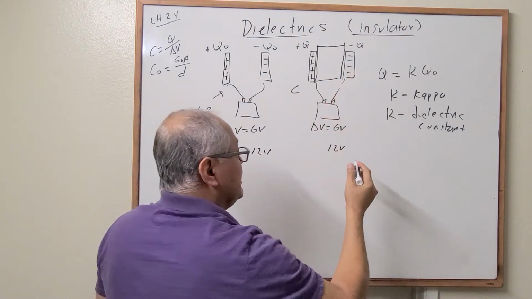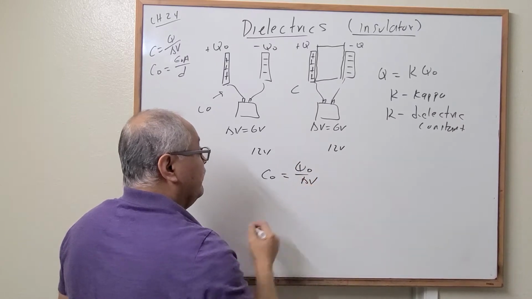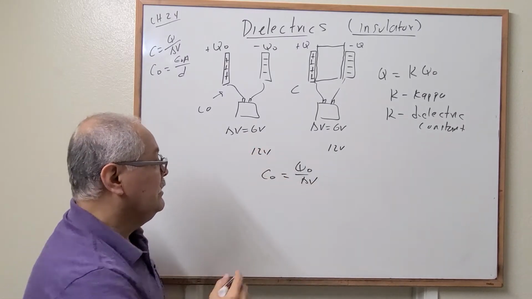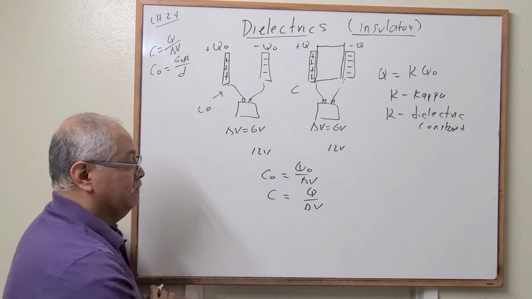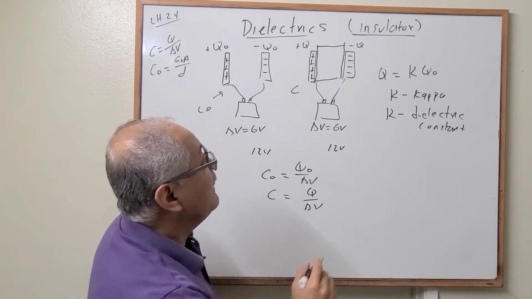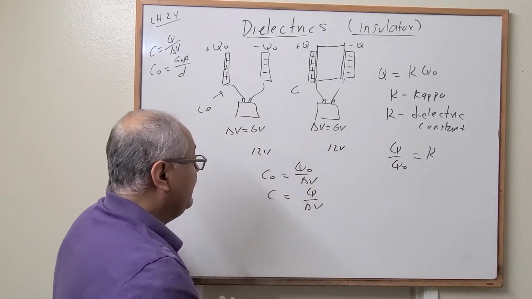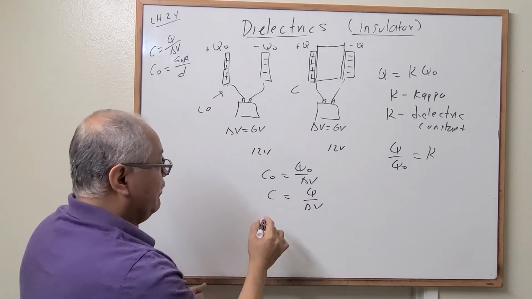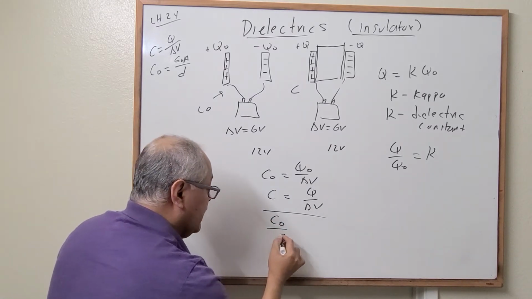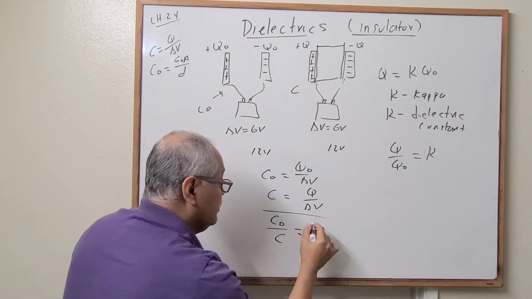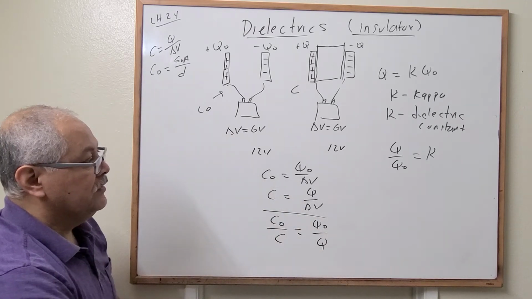Okay, using these concepts, what do we have? Capacitance is defined according to this equation: Q naught divided by voltage. The voltage is gonna be the same for both cases, and the final capacitance is gonna be the final charge divided by the voltage. From here, if we divide the final charge over the initial charge, it equals kappa, correct? Let's see what happens in this case. Let's divide these two quantities. The capacitance using vacuum over the capacitance using the dielectric is equal to the initial charge divided by the final charge.